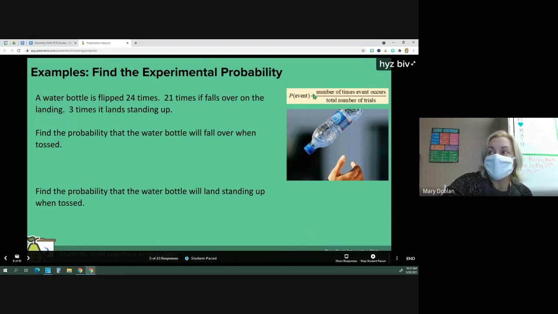The probability of an event is equal to the number of times the event occurs, it actually happened, divided by the total number of trials. How many times did you do this experiment? So in this case, a water bottle is flipped 24 times. 21 times it falls over on the landing. 3 times it lands standing up. Find the probability that the water bottle will fall over when tossed. Find the probability that the water bottle will land standing up when tossed. So we're finding our probabilities based on this experiment here.